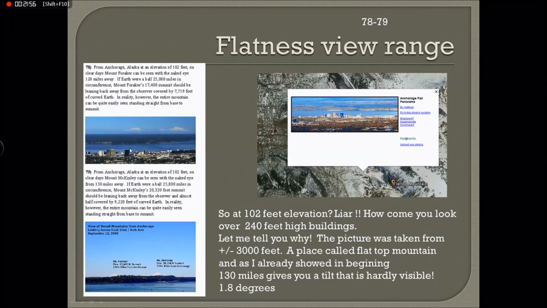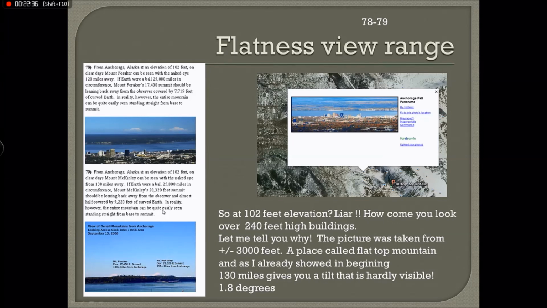Then I started to look where would you have to be to have this image, and I found this one. And this one is taken from Flat Top Mountain. And Flat Top Mountain happens to be 3,000 feet high. Now maybe this picture here was taken from 102 feet, although I don't trust him anymore with any of his figures. But he says, in reality, however, the entire mountain can be seen. No, I only see tops, and by far not the same picture as you see here.